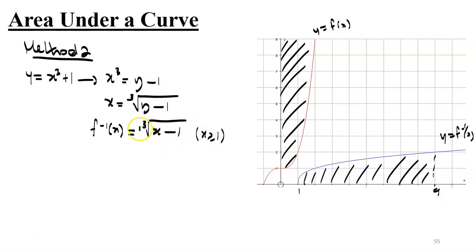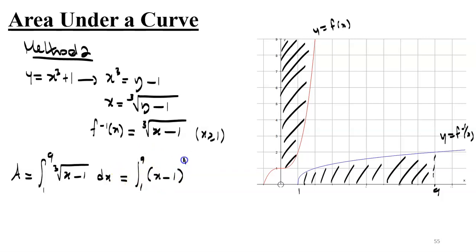However, this is still doable. So over here, if I were to determine the area, I would consider the area between 1 and 9 of the cube root of x minus 1 dx. Now this is still doable because the expression inside the cube root is in fact linear. We could use the compound formula here. So the integral between 1 and 9 of (x minus 1) to the 1/3 dx.